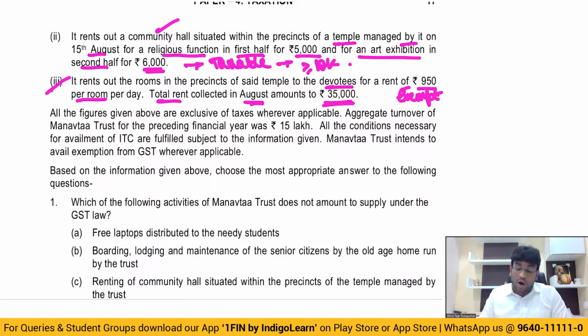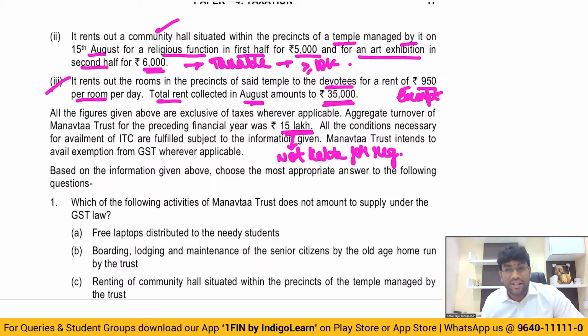Next point you see. All the figures given above are exclusive of taxes wherever applicable. And aggregate turnover of Manavta Trust for the preceding financial year was what, my dear friends? 15 lakhs. 15 lakhs means what? They are not liable for registration during preceding financial year. Correct, my dear friends? Now see. All the conditions necessary for availment of ITC are fulfilled, subject to information given above. And Manavta Trust intends to avail exemption from GST wherever applicable, obviously.